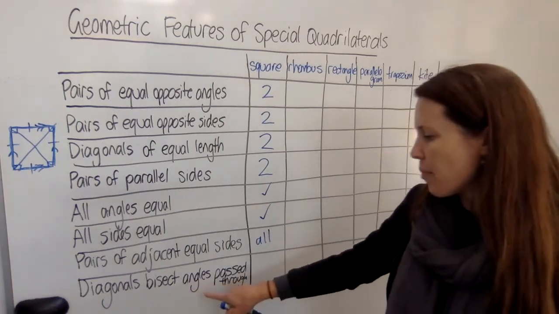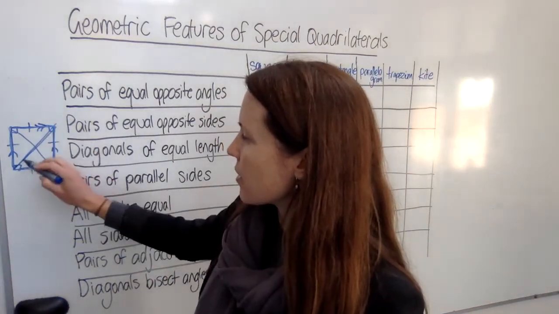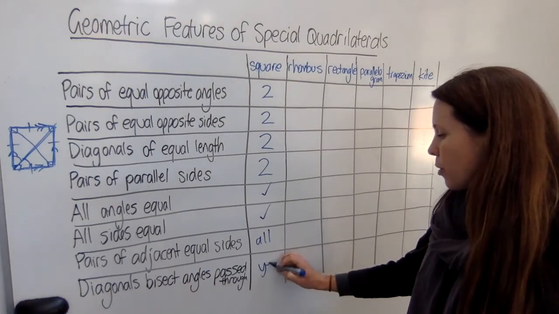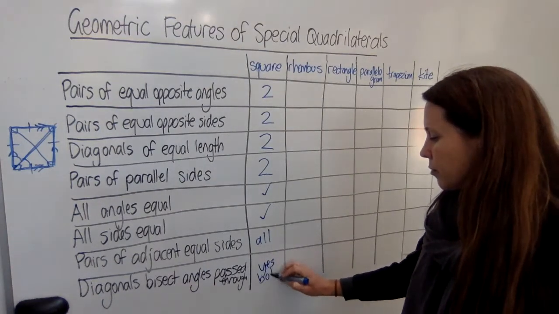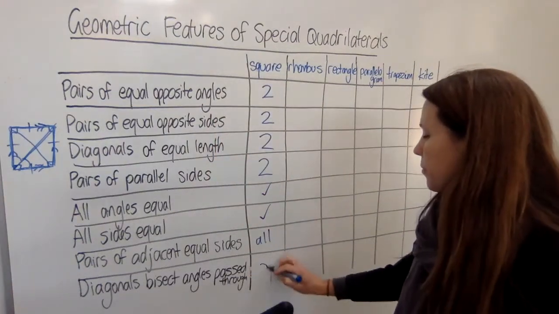And the diagonals, do they bisect the angles that they pass through? Yes, they do. This diagonal cuts this angle into two equal angles. So we'd say yes, both. Or you could just say two there, I suppose. It has two that do that.